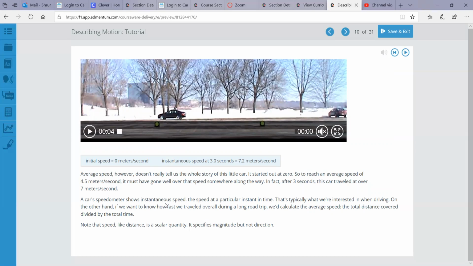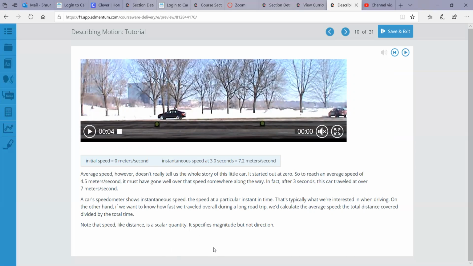In fact, after 3 seconds, this car traveled at over 7 meters per second. A car's speedometer shows instantaneous speed, and instantaneous means at that exact instant in time. And that's typically what you're interested in when you're driving. On the other hand, if you want to know how fast we traveled overall during a long road trip, you would calculate average speed. So the total distance divided by the total time.